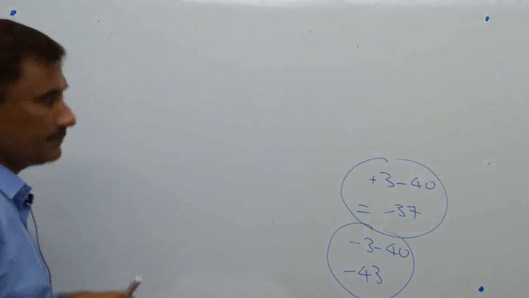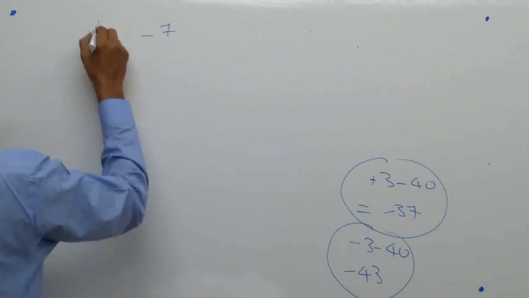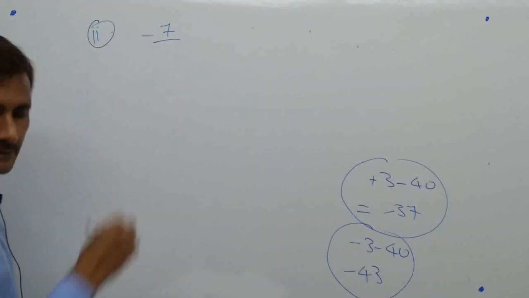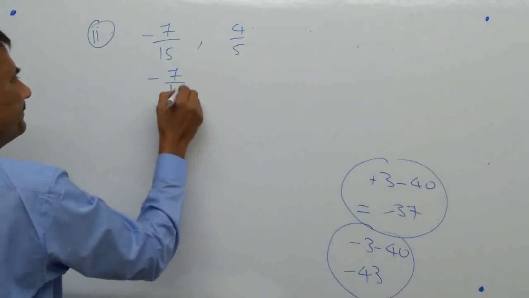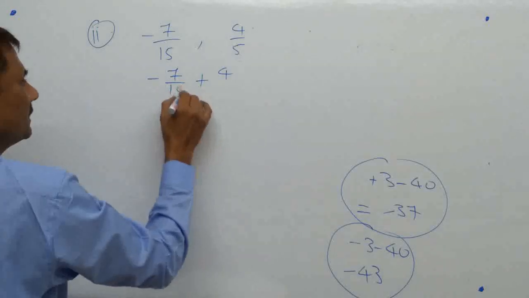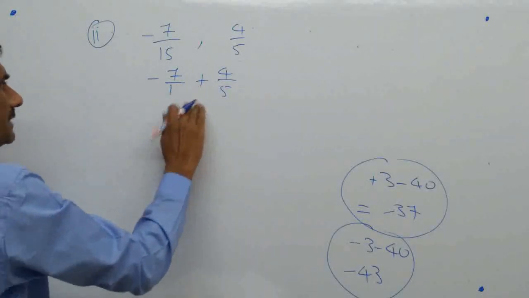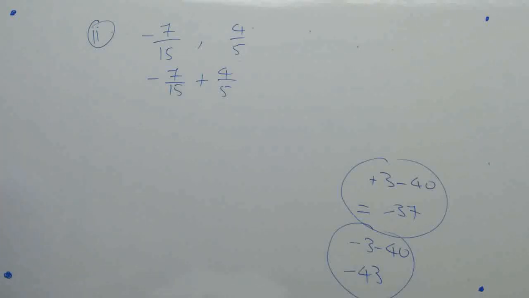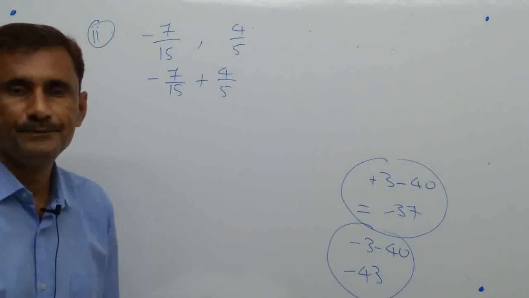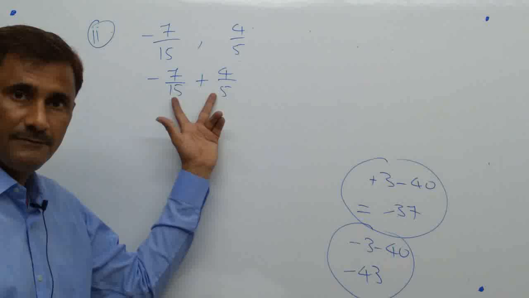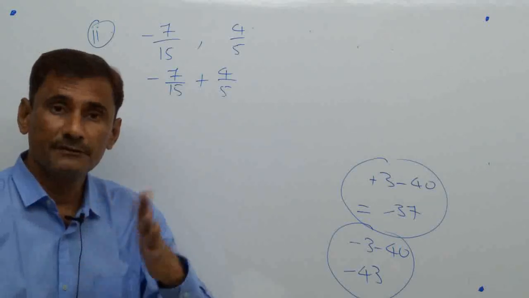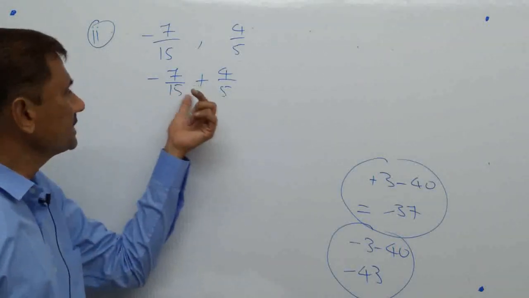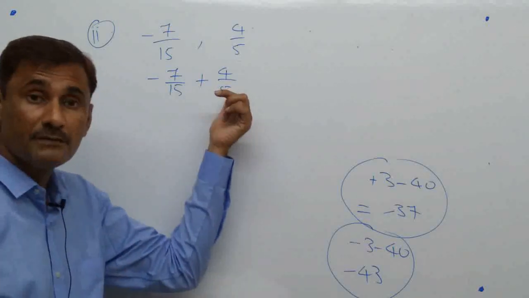Okay, then the second one of example 7: minus 7 upon 15 and 4 upon 5. Again they want addition, so add them. Now one problem is here. Basically, both denominators are not equal. So what to do? First of all, make them equal. How to make them equal? By multiplication, not by addition or any other way. If here is 15, I can bring 15 here also.